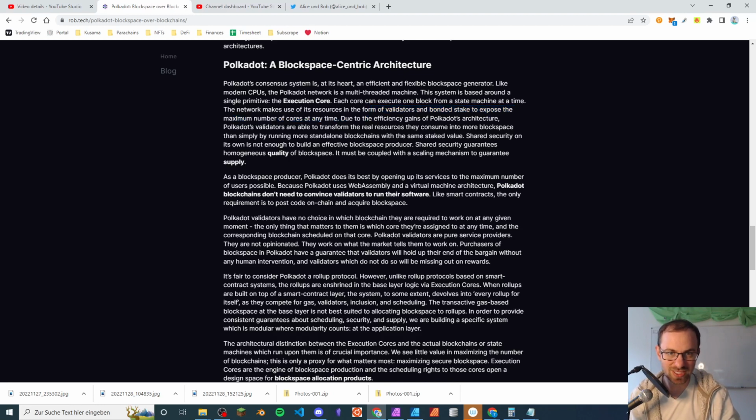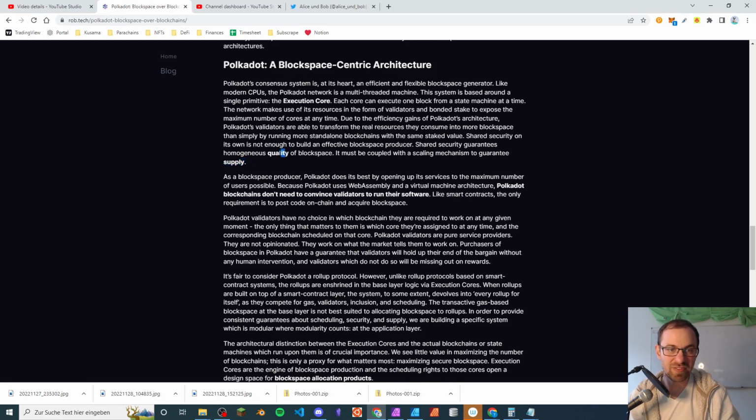Due to the efficiency gains of Polkadot's architecture, Polkadot's validators are able to transform the real resources they consume into more block space than simply by running more standalone blockchains with the same staked value. Yeah, so this is basically an argument for efficiency. Shared security on its own is not enough to build an effective block space producer. Shared security guarantees homogeneous quality of block space. It must be coupled with a scaling mechanism to guarantee supply.